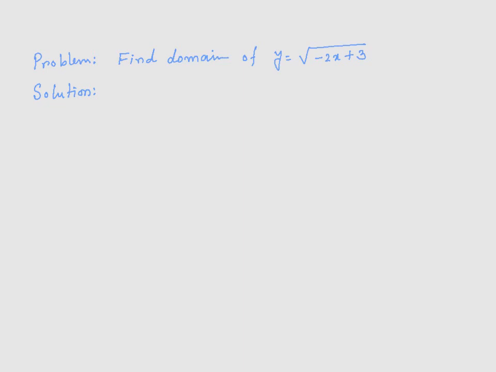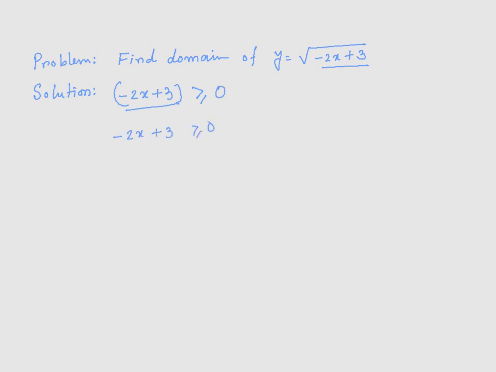So what expression do we have under the square root? Here we have negative 2x plus 3. We need to make sure that we don't take into consideration any value of x that will give us, when we plug the x value into negative 2x plus 3, something less than 0. We do not want that. So, equivalently, we are saying the following. We want negative 2x plus 3 to be always greater than or equal to 0.